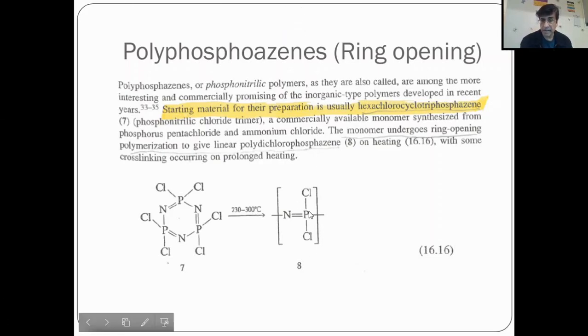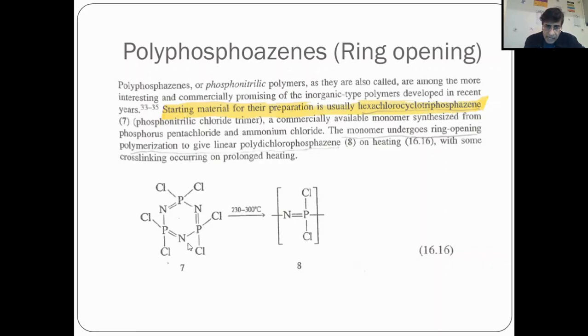This is a very important inorganic polymer, which I'm going to discuss now. But this monomer is not available commercially, so it has to be prepared by reacting this compound, phosphonitrile chloride trimer. You take this trimer, and when you react it, this monomer is produced. But here I'm not talking about how to make it. You have to start from this monomer, hexachlorocyclotriphosphazene.